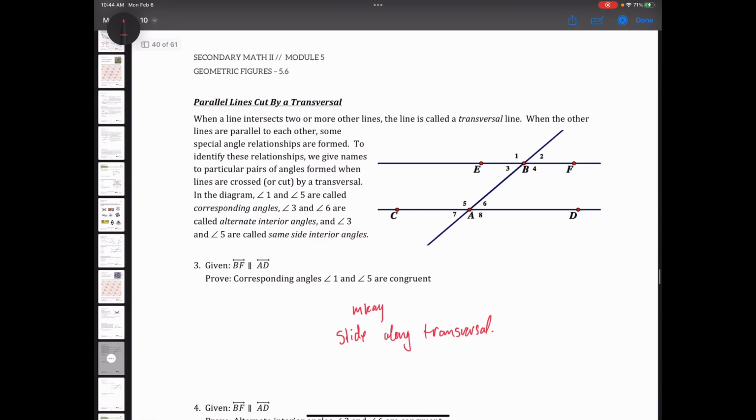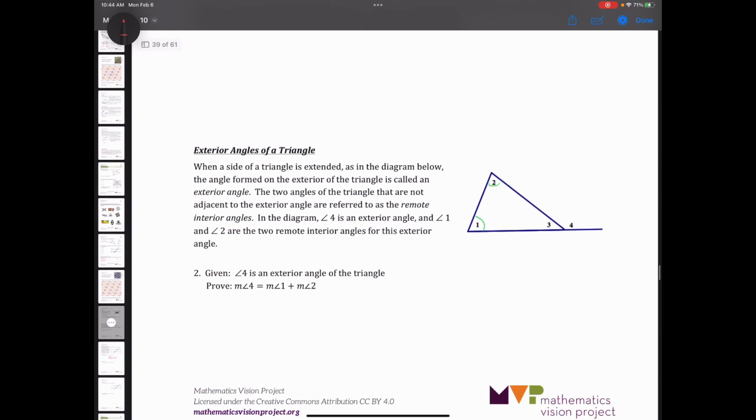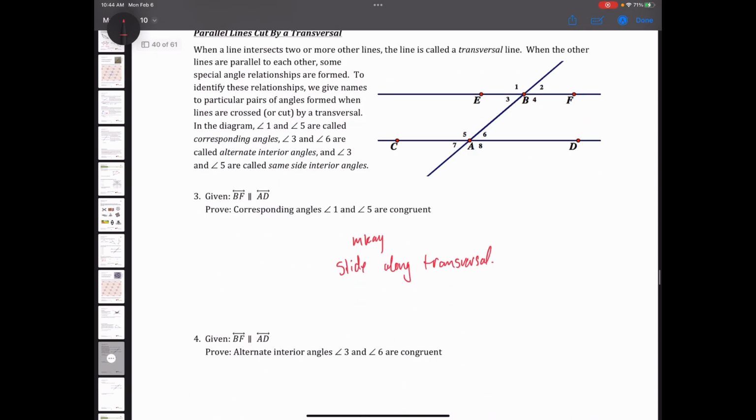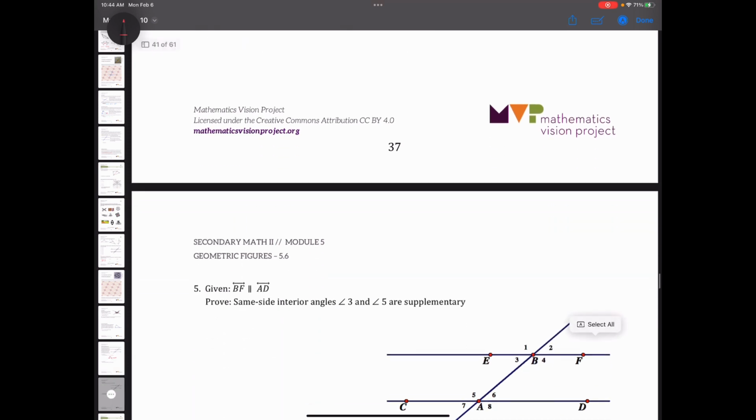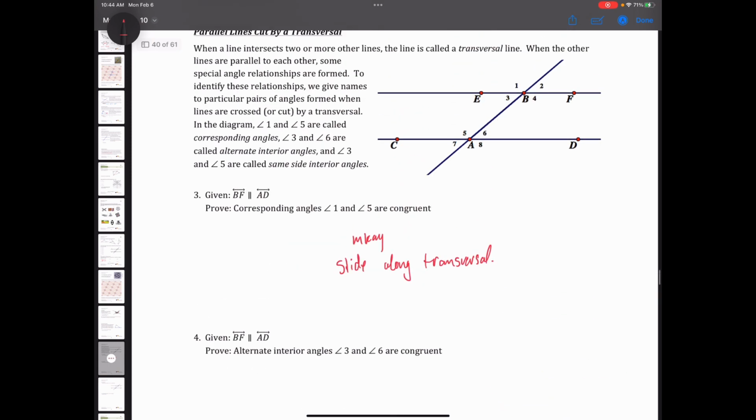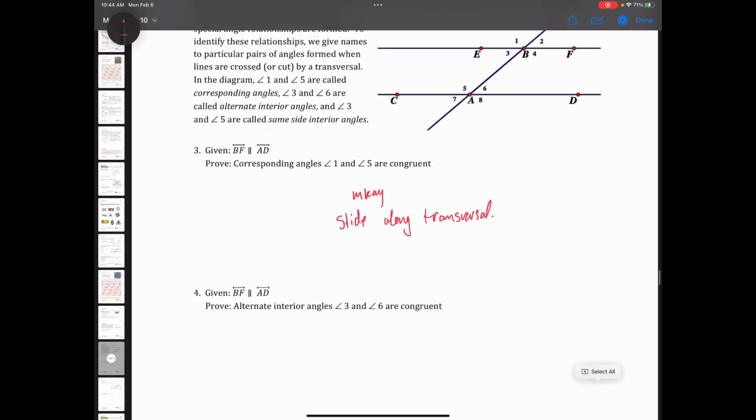So now, y'all, we have proven vertical angles. We have proven exterior angles of a triangle. We have proven corresponding angles. We said, okay, you slide along, get slidey slide. We have proven alternate interior angles. That means we can now use all of those things in proofs. Just like we just used vertical angles in this proof, we used corresponding angles in this proof. Now we can use these to our benefit and for our good.